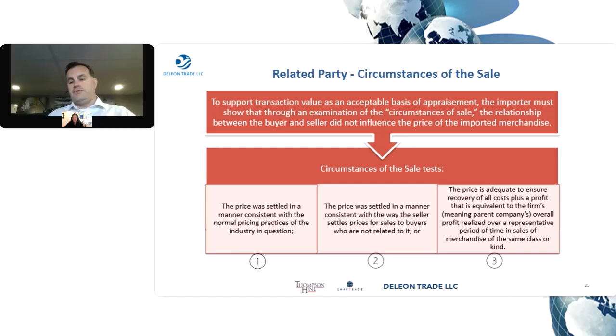Option 2 is very straightforward, and is that if the related party is selling to other importers in the U.S. who are unrelated at essentially the same profit, like the same markup. They sell to you at cost plus 20, they sell to other unrelated entities at cost plus 20. That's usually not that common because a lot of times the U.S.